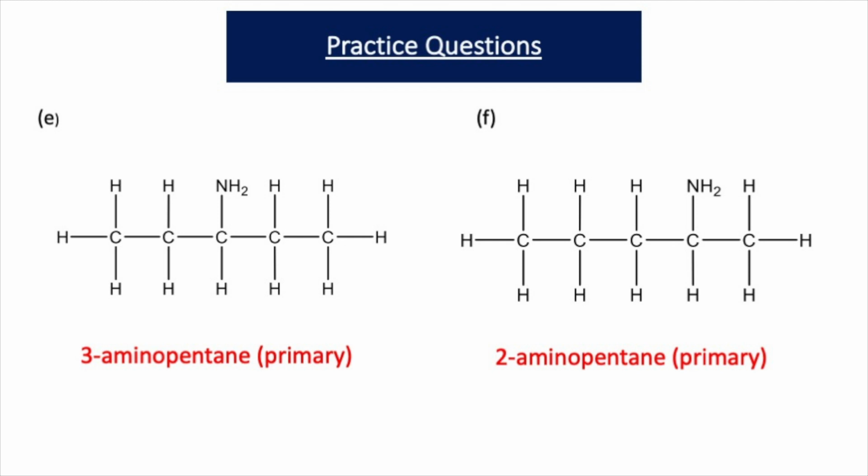Now for compound F, we have a 5-carbon chain again, and the amino group, the NH2 group, is on carbon 2. So this compound is called 2-aminopentane, and once again it's a primary amine because only one of the hydrogens in ammonia, NH3, has been replaced by an alkyl group.